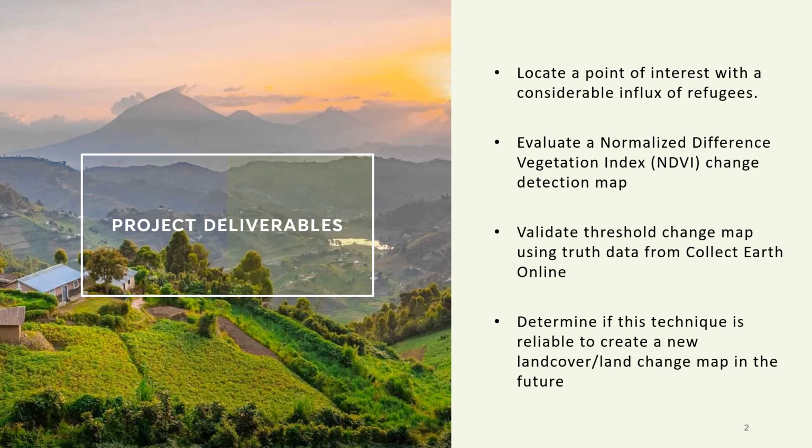Next steps were to evaluate land cover change from an NDVI change detection map from years 2015 to 2023. Then validate random stratified samples from the threshold change map in Collect Earth Online. The last deliverable would consist of determining if these techniques were reliable in order to create a new land cover land change map in the future.